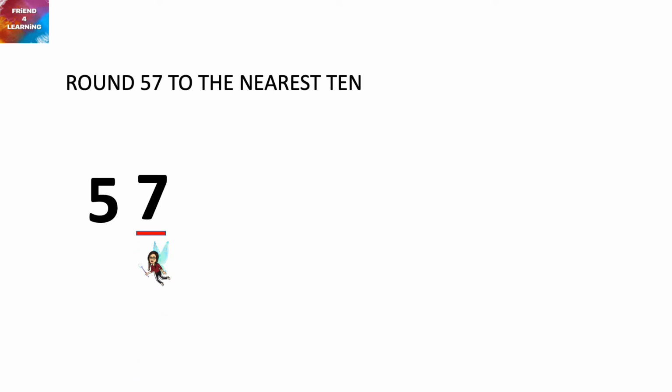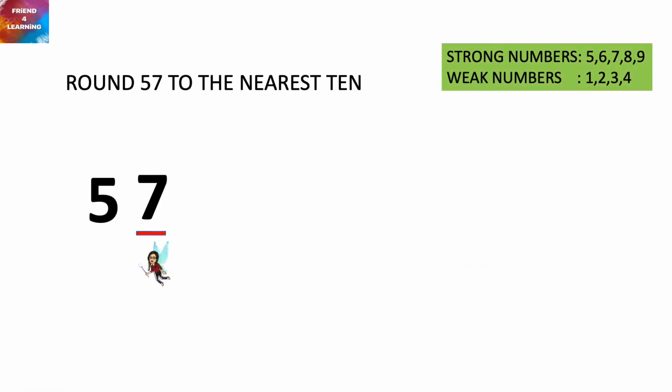The next step is to look whether this number is a stronger number or a weaker number. Always check this list. Keep it handy. You can see the number 7 comes under the stronger numbers. So 7 is a stronger number. Now what happens? This number has a lot of energy and it gives its energy to its neighbor.